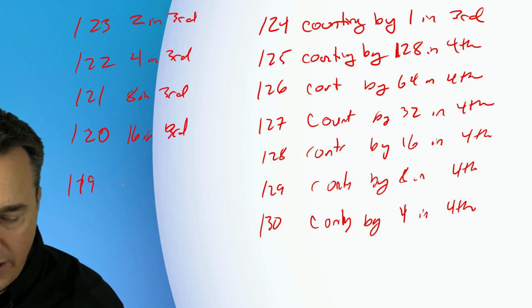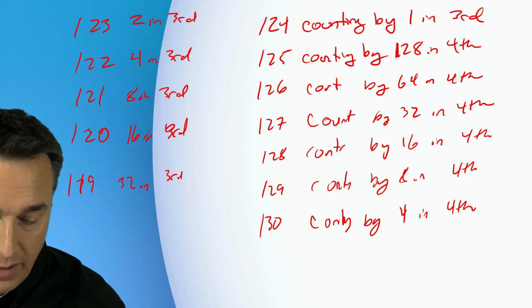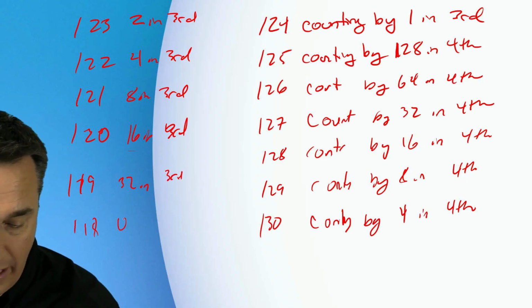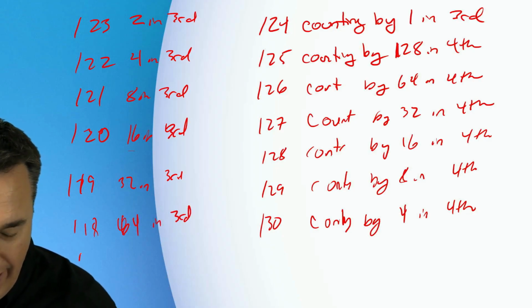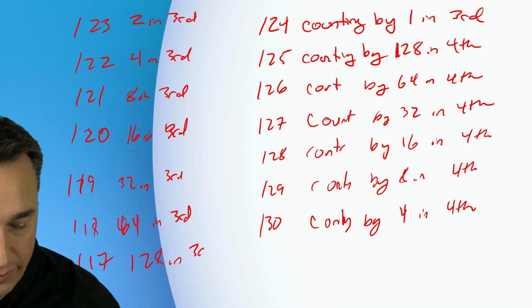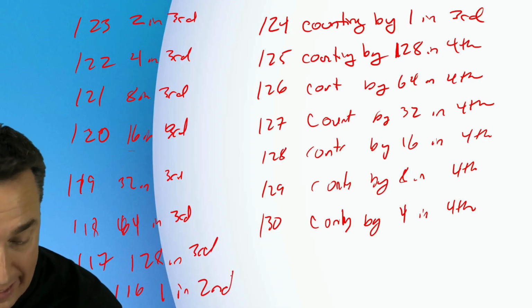With the /19, you're counting by 32 in the third. With the /18, you're counting by 64 in the third. And with a /17, you're counting by 128 in the third. And if you're a /16, you're actually counting by 1 in the second.